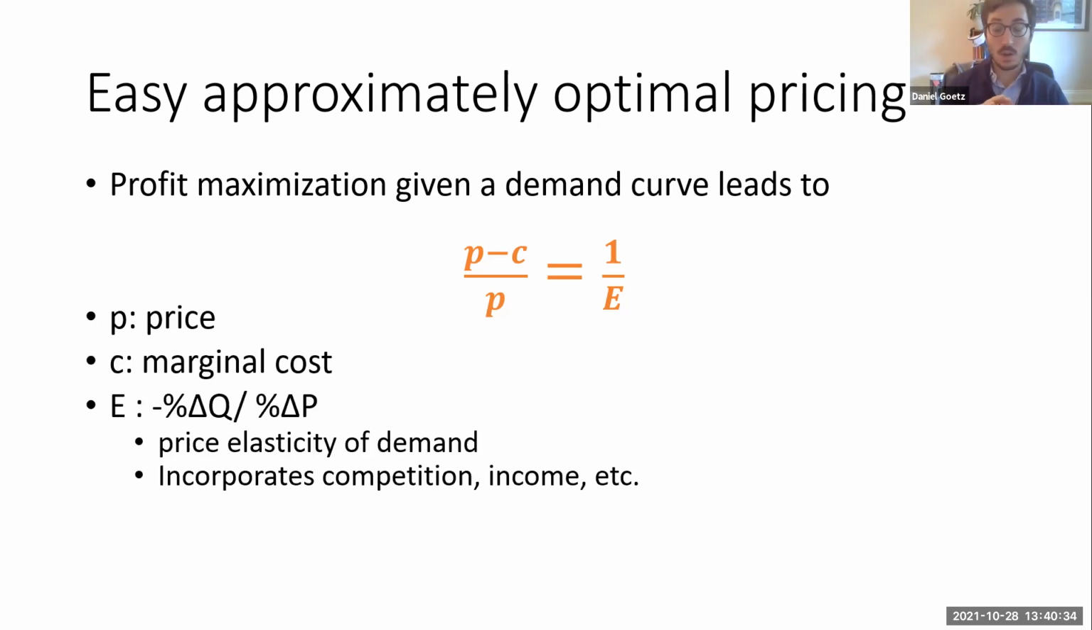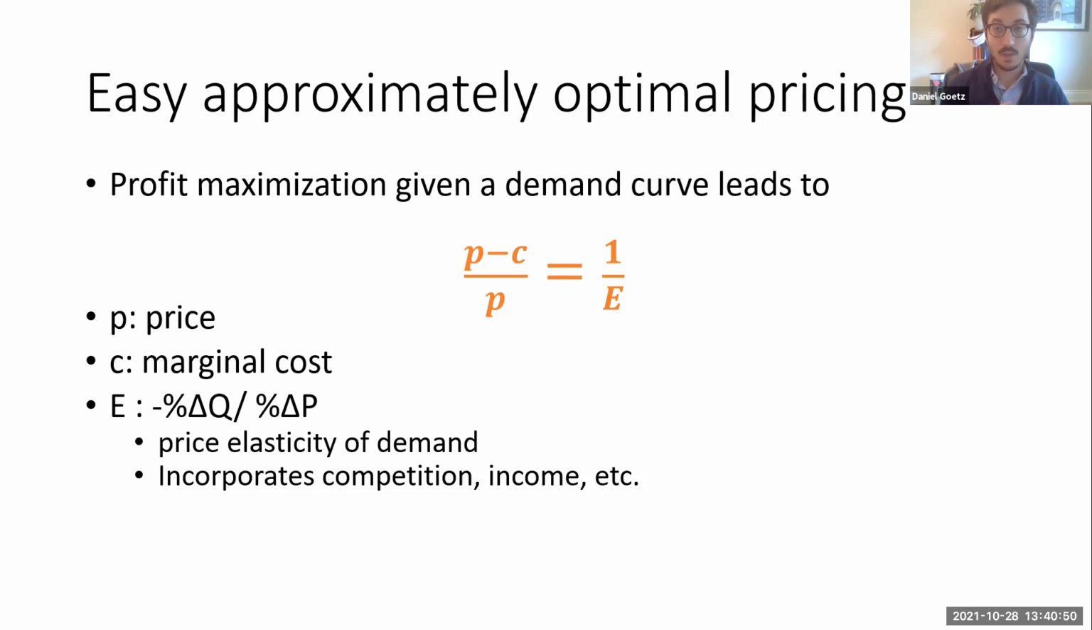C is the constant marginal cost. So that's just going to be a number in dollars. And then what is E? E is the price elasticity of demand. Okay. So the price elasticity of demand, what is that?